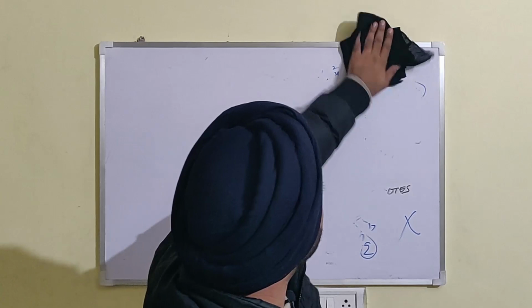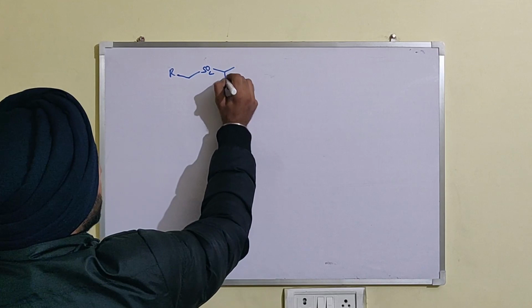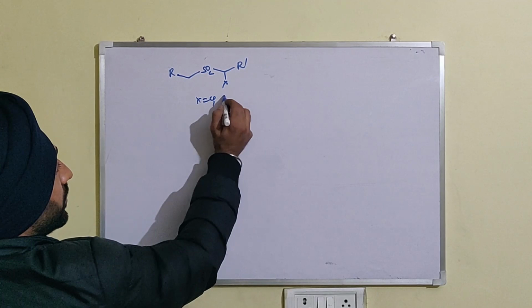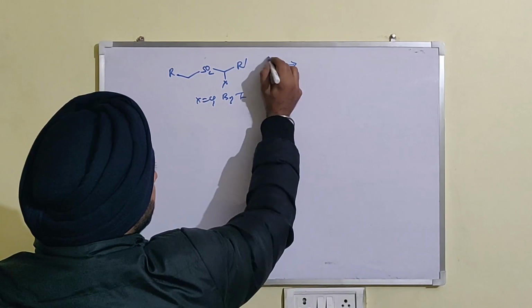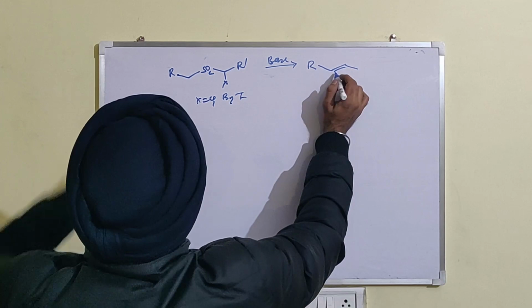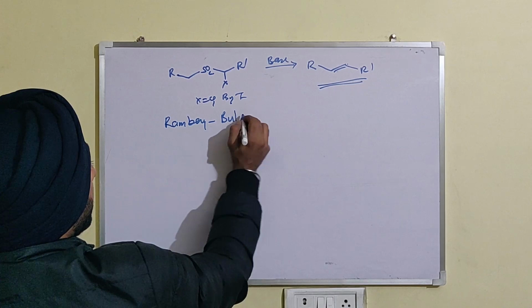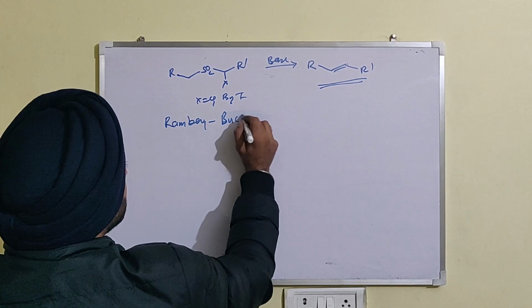So whenever you have an alpha hydrogen having a halo group like chloro, bromo or iodo, whenever the halo is next to the sulfone and you treat it with the base, what you will always end up getting is the formation of an alkene, okay, between these and this carbon. So this is what you will end up getting. So this is the product that you will end up getting. Okay? So this is called the Ramberg-Bucklund reaction. Okay. So this is the product that you will end up getting.